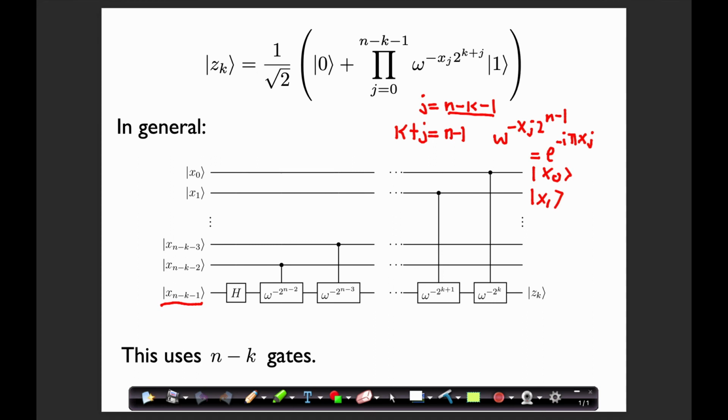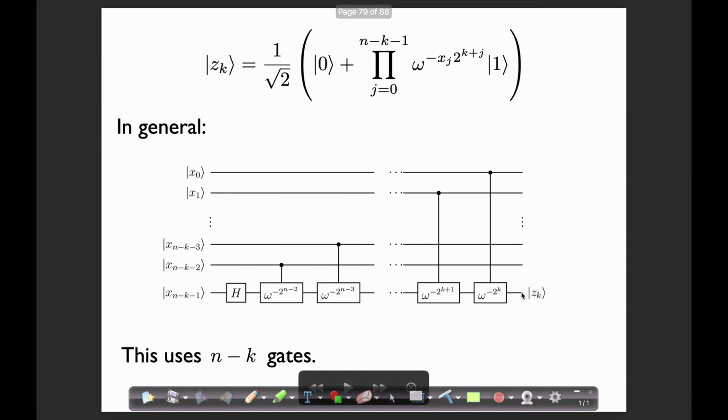And how many gates do we use here? Well, we just use one gate for each bit of x from 0 to n minus k minus 1. So that's n minus k gates in total. Okay, so we've used n minus k gates, and we've constructed the state z_k here. And building z_k here, we didn't have to change the state on any of these other wires. Okay, so these wires still have the right values of x_j.